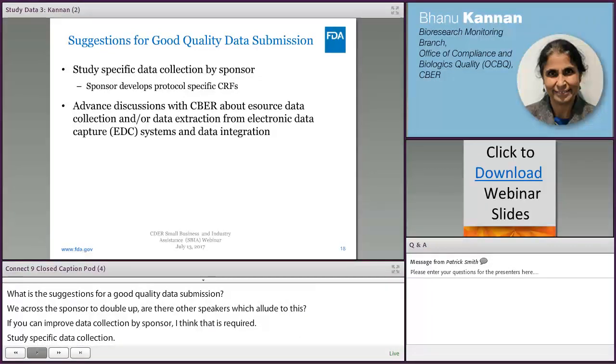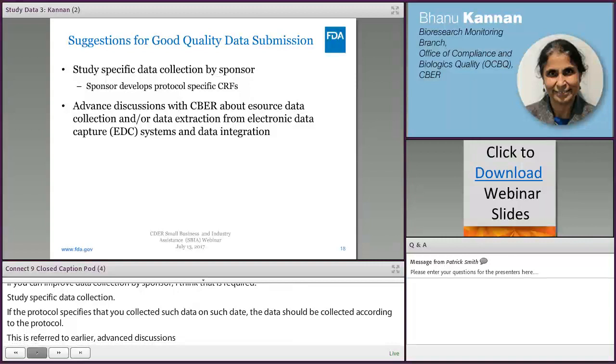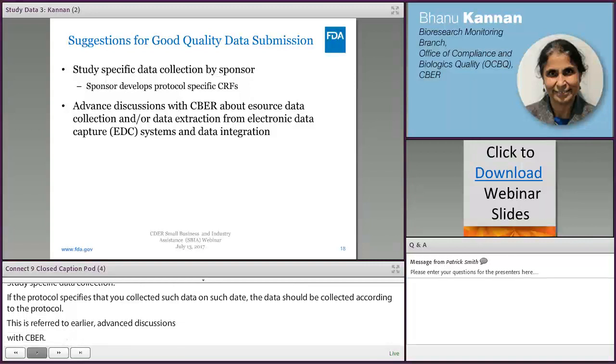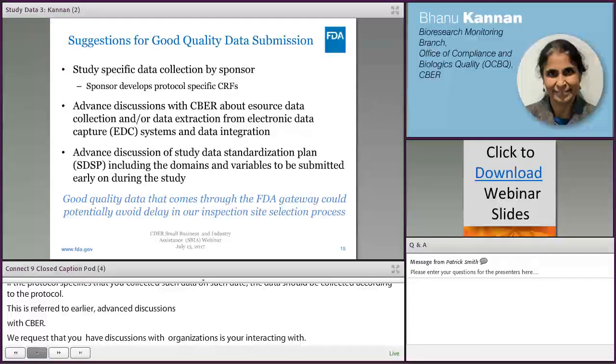And this was referred to earlier too, advanced discussions with CDER, especially if you are using e-source data collection methods or if you are extracting data from electronic data capture systems, we request that you have advanced discussions with the particular product office that you are interacting with. This will definitely expedite our inspection process and site selection. And advanced discussion about the study data standardization plan. This will again help us tremendously.